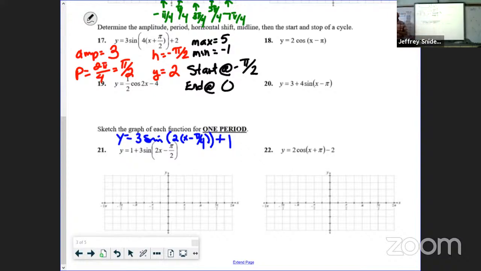How do we feel about that? Are we okay with all those? Sam, you okay with those? No questions? Anybody have any questions on anything I just did on that particular problem? You got them all? You good with that? Okay.